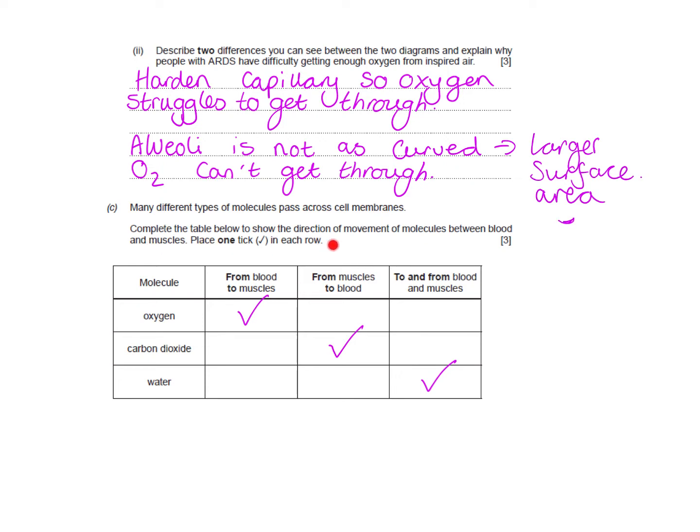So complete the table to show the movement of molecules between the blood and the muscles. So oxygen goes from the blood to the muscles. Carbon dioxide goes from the muscles to the blood, and water moves from both the blood and the muscles back and forth.